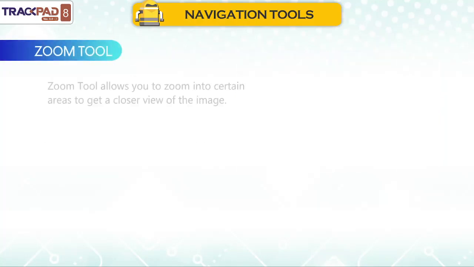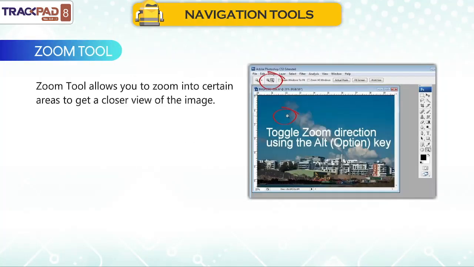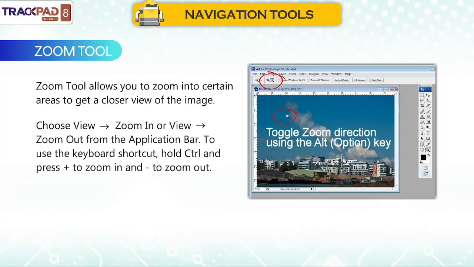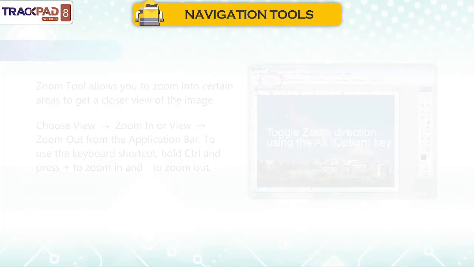Zoom tool. The zoom tool allows you to zoom into certain areas to get a closer view of the image. Choose View, Zoom In or View, Zoom Out from the application bar. To use the keyboard shortcut, hold Ctrl and press plus to zoom in and minus to zoom out.